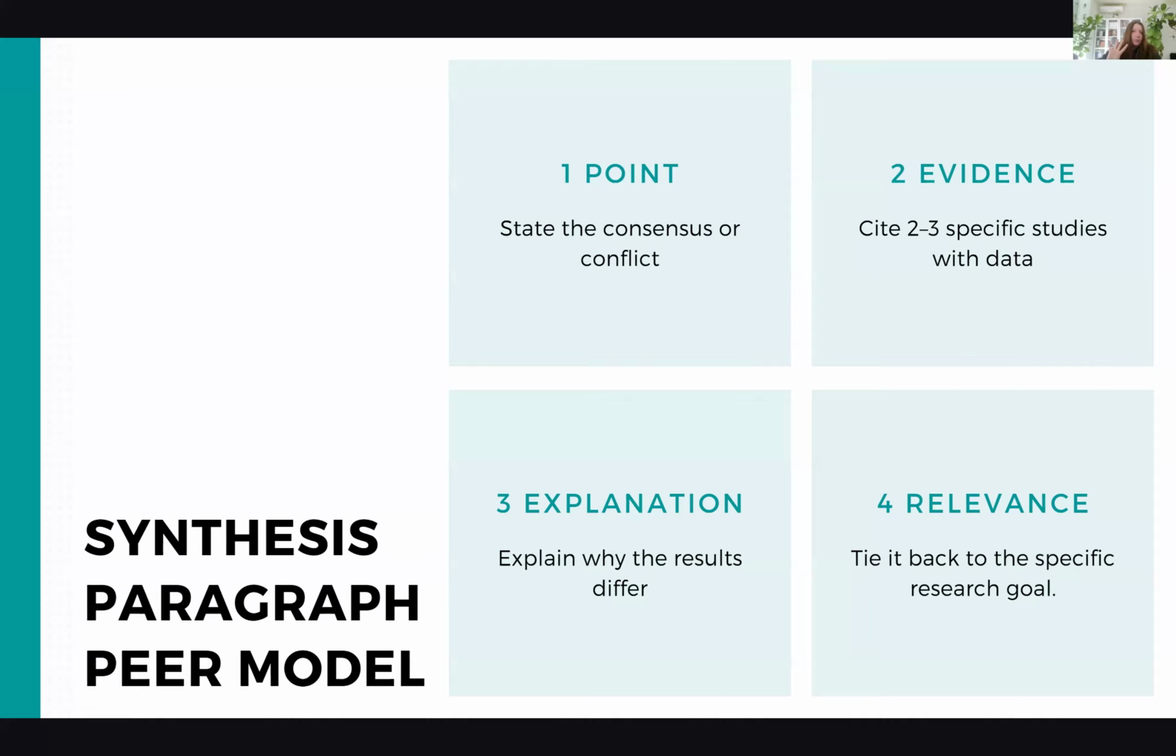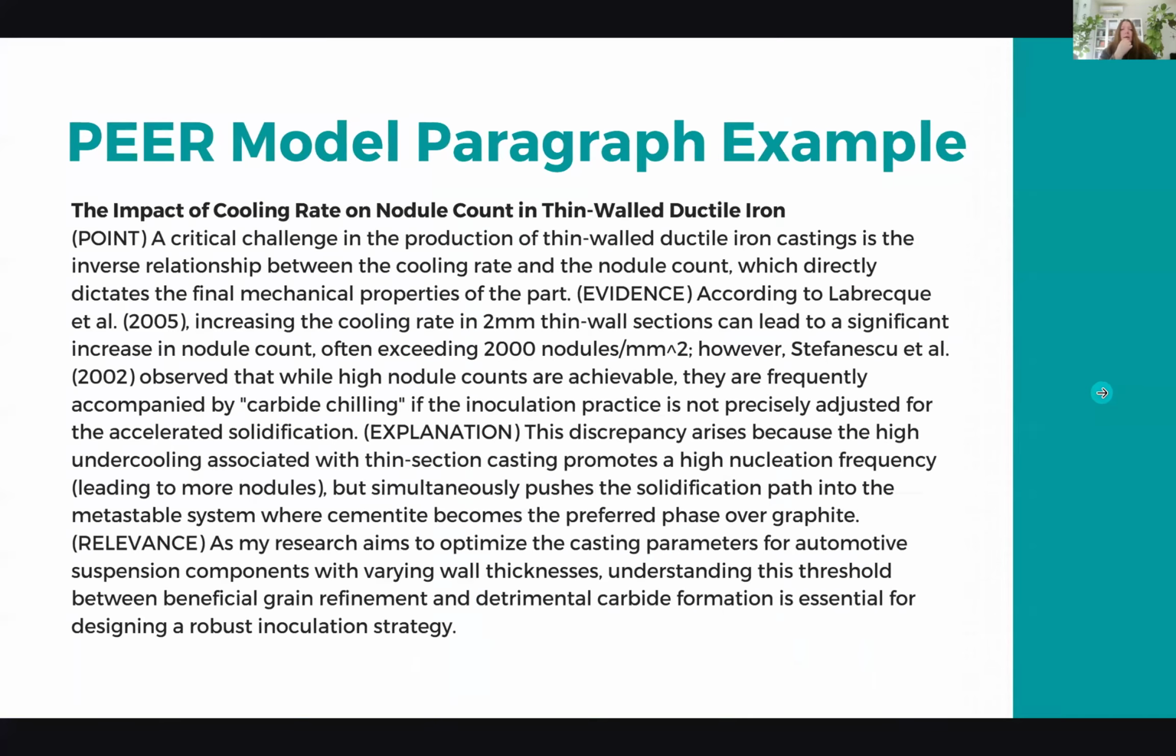So these are the 4 elements. Let's look at an example to see how it all works. So here is an example of a peer model paragraph. It's about the impact of cooling rate on nodule count in thin-walled ductile iron.